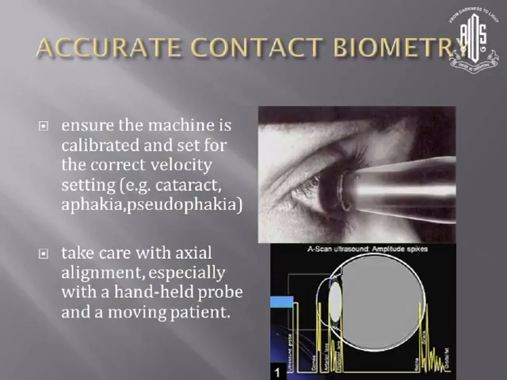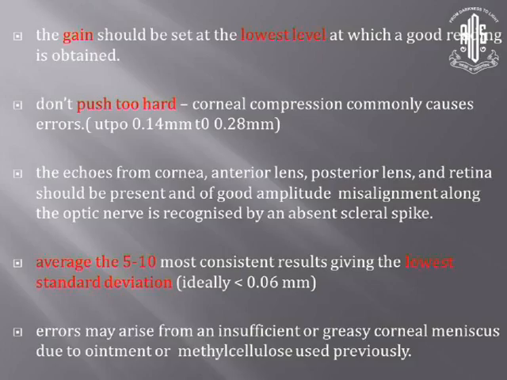There are various methods of biometry. Contact biometry is a bit difficult to do accurately, because the gain should be at the lowest level. You should not push too much, otherwise that will create a depression in the cornea. About 5 to 10 consistent readings should be taken and averaged.